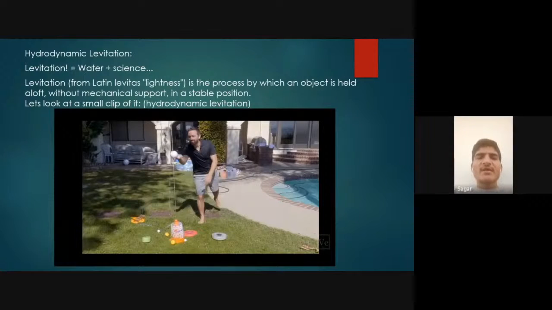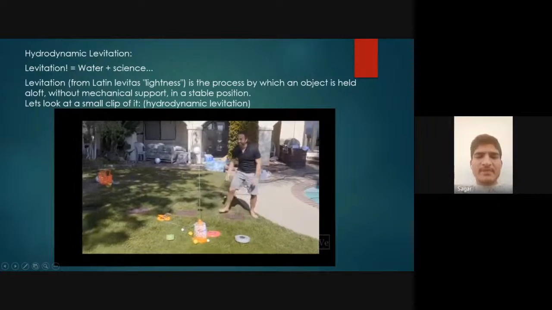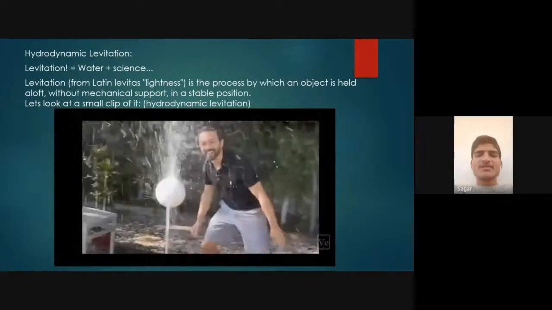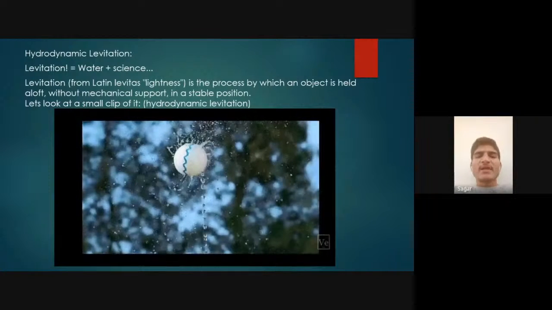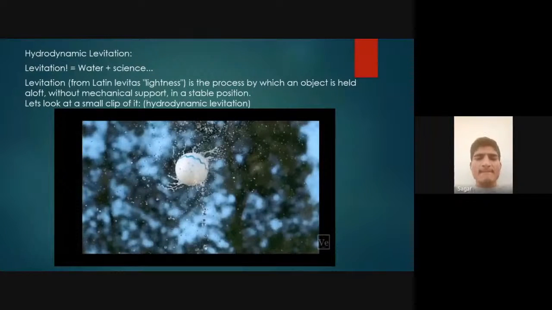The second example is hydrodynamic levitation. Levitation comes from the Latin word levitas, which means lightness. It is the process by which an object is aloft without mechanical support in a stable position. Let's look at a small clip of it. So yeah, this is hydrodynamic levitation. It looks amazing, right? How this ball is in a stable configuration. Yeah, we will try to understand these questions. Next slide.